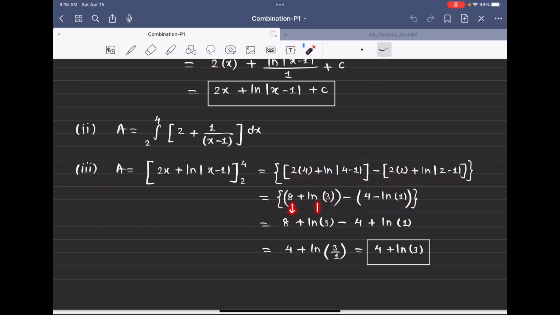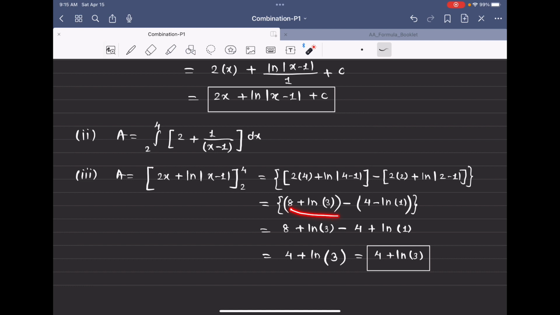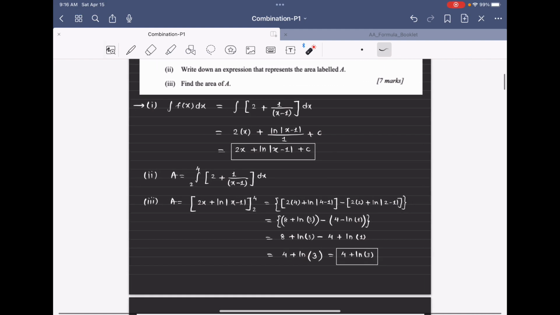8 as it is, ln 3 as it is, minus 4 as it is, minus of minus becomes plus ln 1. 8 minus 4 is 4. Ln 3 minus of minus becomes plus ln 1. Ln 3 plus ln 1 is ln of 3 into 1, or you can say ln 1 is 0. Still you will get ln 3. So 4 plus ln 3 is your final answer. That's it. Thank you.